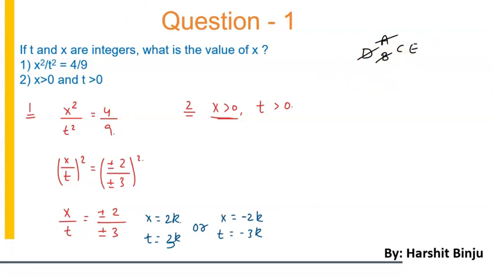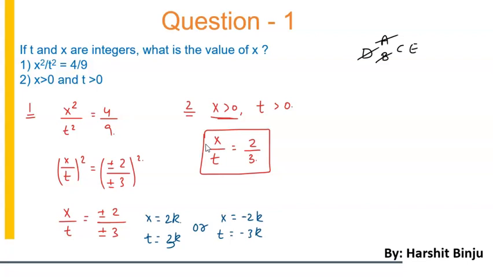Now if I combine the two statements, x greater than 0, t greater than 0, and (x by t) square equal to (plus minus 2 divided by plus minus 3) whole square, we can say that the only possibility is that x by t should be equal to 2 by 3.